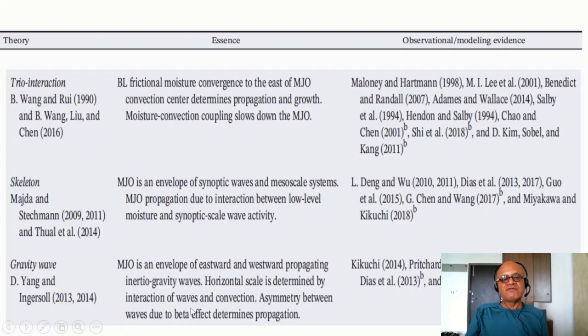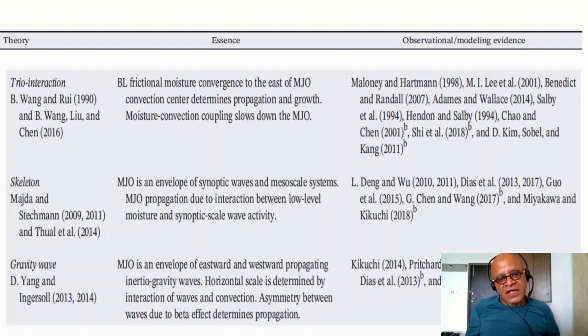Asymmetry between the eastward and westward propagating inertiogravity waves is provided here by the beta effect, which determines the propagation direction and speed. But that means this also restricts the system to the tropics, where the beta effect is important for these inertiogravity waves.